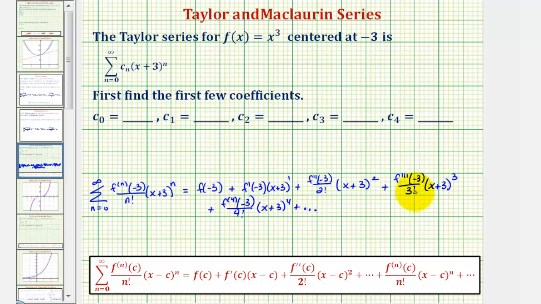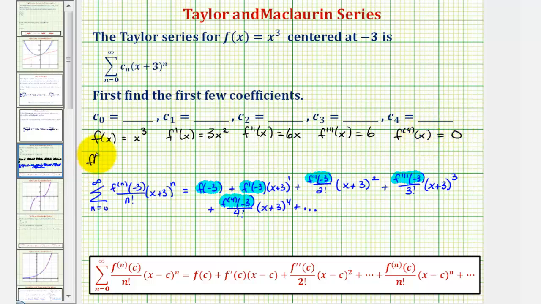Now for the next step, we'll find all of these function values: f of -3, f prime of -3, f double prime of -3, f triple prime of -3, and finally the fourth derivative of f evaluated at -3. So starting with f of x equals x cubed, f prime of x would be equal to 3x squared. F double prime of x would be equal to 6x. F triple prime of x would be equal to 6. And the fourth derivative of f would be equal to 0.